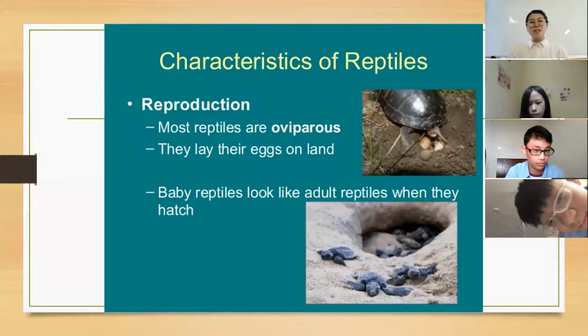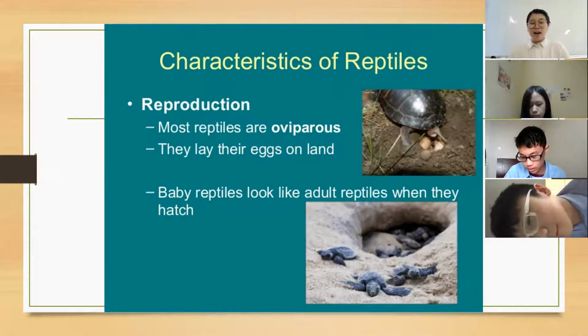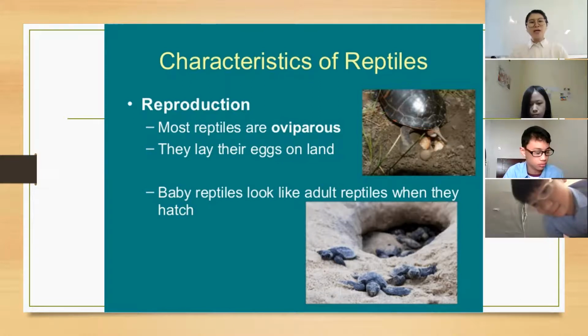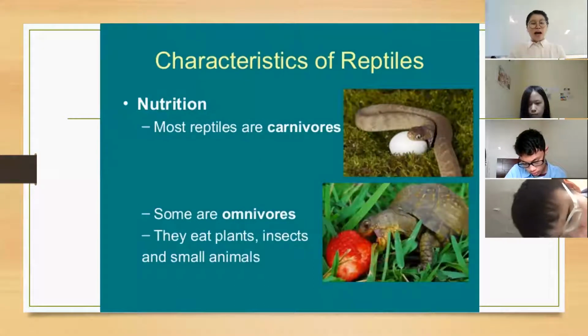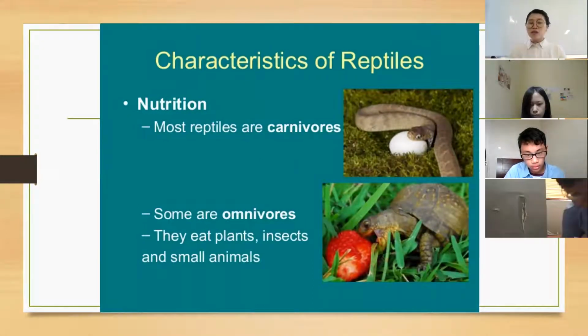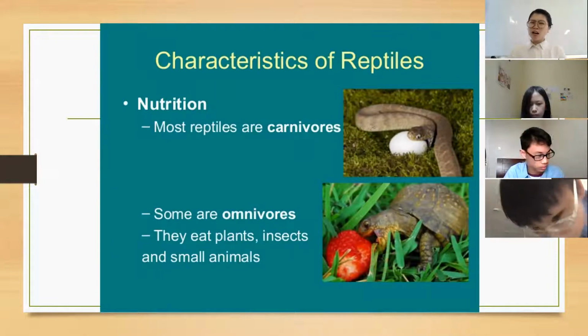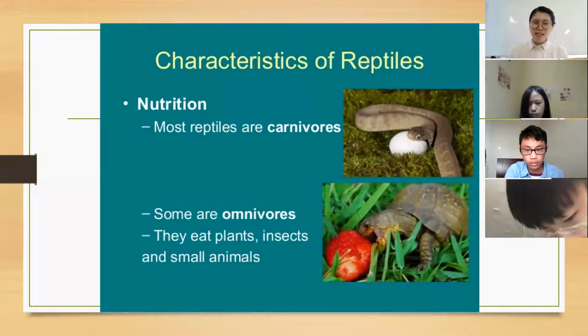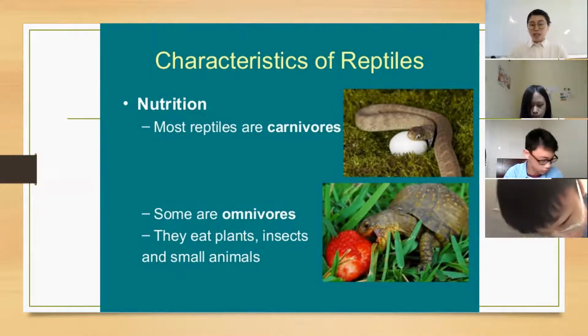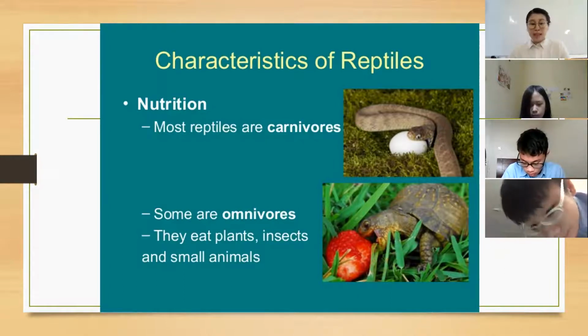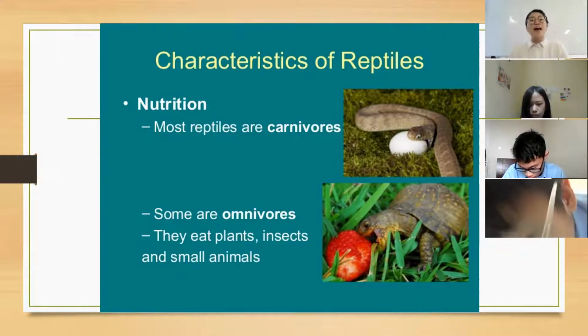So most reptiles are oviparous, so they can lay their eggs on land. So baby reptiles look like adult reptiles when they hatch. So as we all know, most of the reptiles are carnivores. When we say carnivores, what does that mean? Shara, carnivores is? They eat meat. Okay, very good. Some of the reptiles are omnivores, so they can eat both plants and animals.